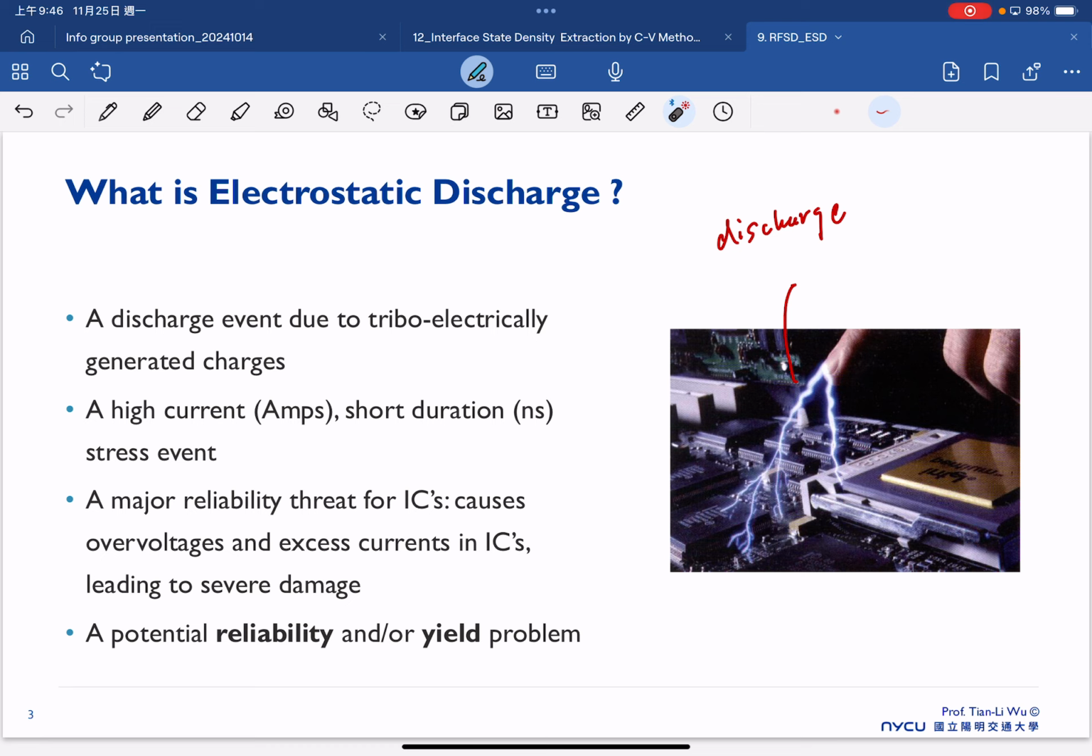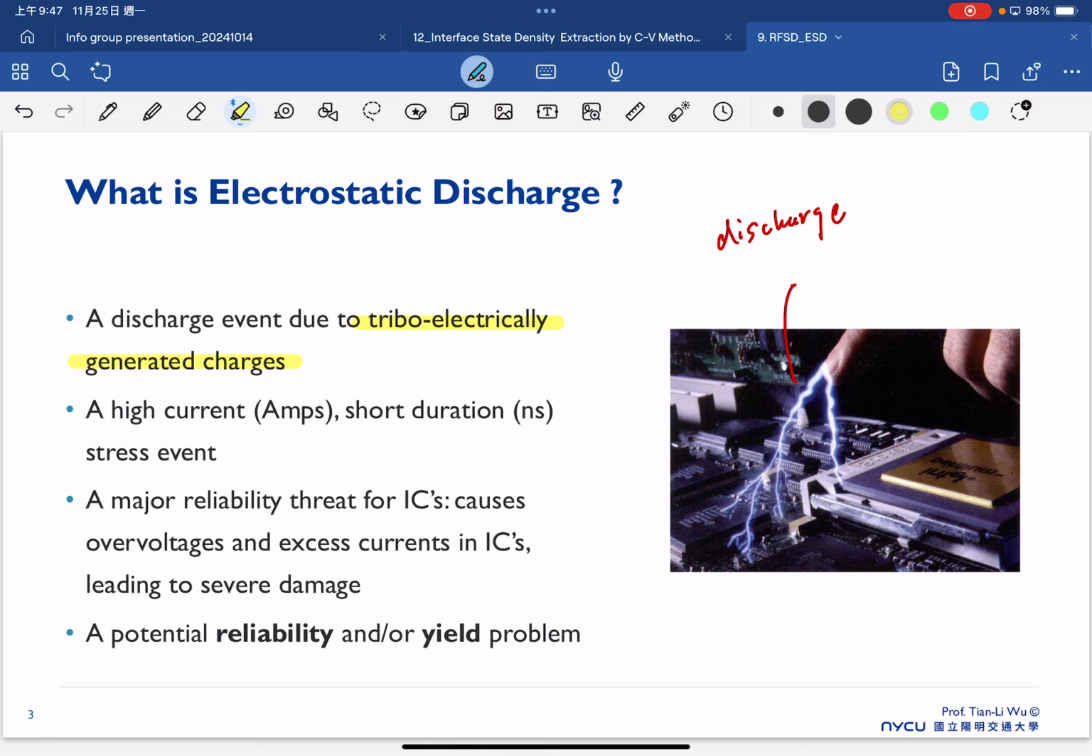This discharge event is mainly due to triboelectrically generated charge. So what is triboelectric? It is just that you touch another material, and then the charge on your hand flows into the other material, which causes the charge flow. In Mandarin, triboelectric is called 摩擦放电.